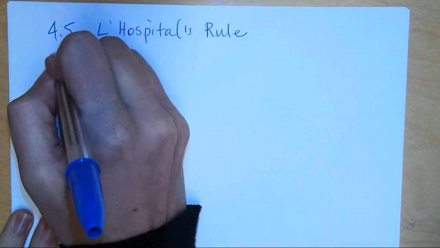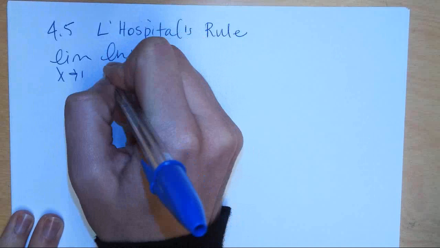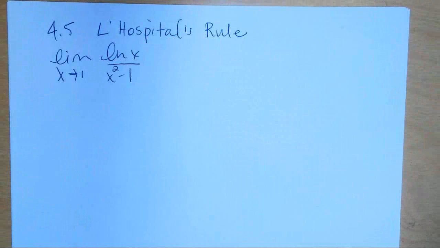Alrighty. So let's look at the limit as x approaches 1 of ln x over x squared minus 1. You just thought they were going away, didn't you? Joke's on you.